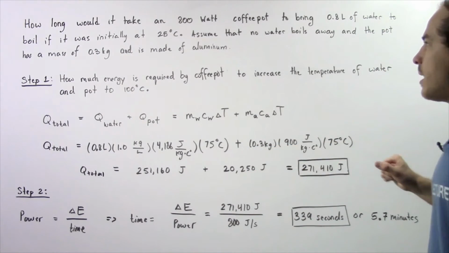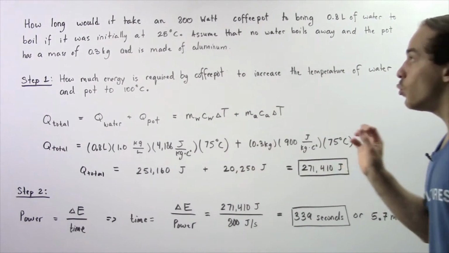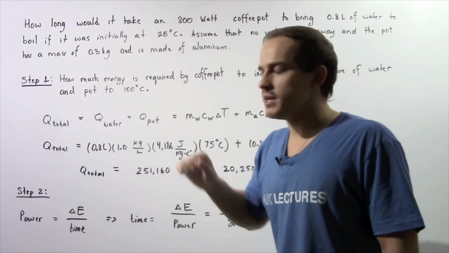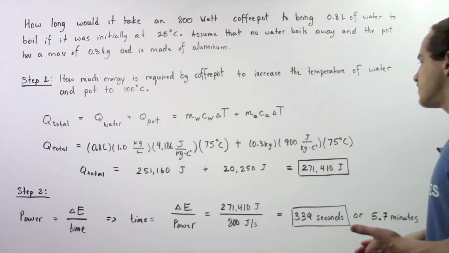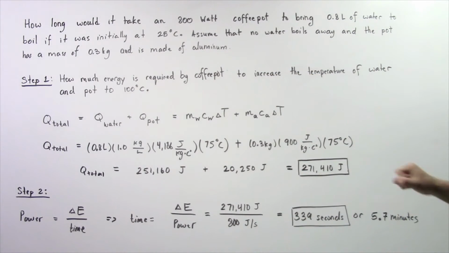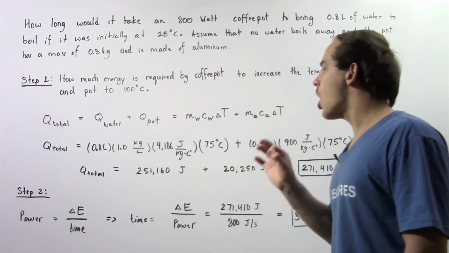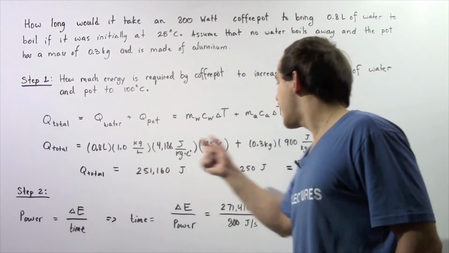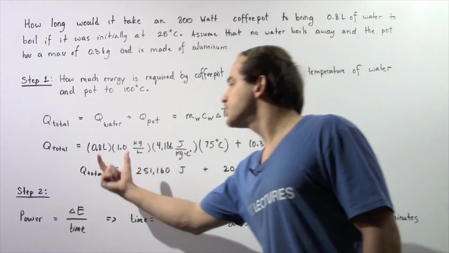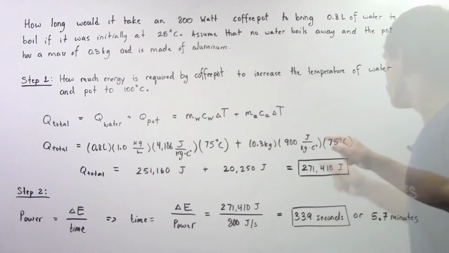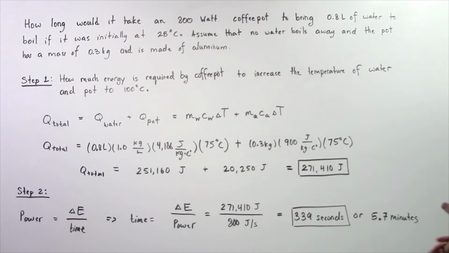Now, what about the coffee pot? Well, the aluminum coffee pot has a mass of 0.3 kilograms. And we know that the specific heat of aluminum is 900 joules per kilogram times Celsius. We can find that value in a textbook or online. And the change in temperature is also 75 degrees Celsius because initially the pot and the water are at the same temperature. So we multiply these two out and we get the following result. So we add these two quantities and the total energy required is 271,410 joules of energy. So now we move on to step two.